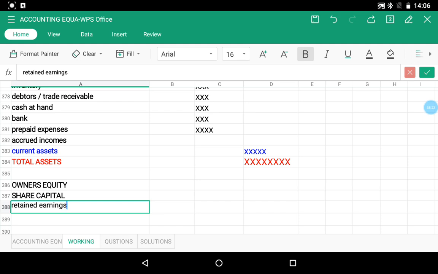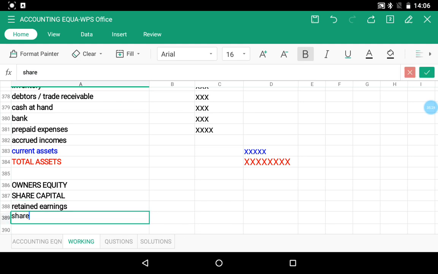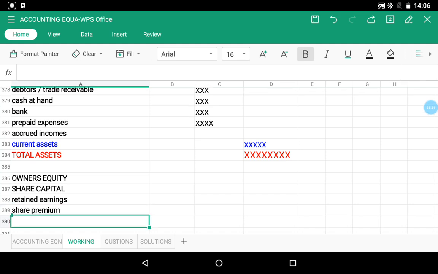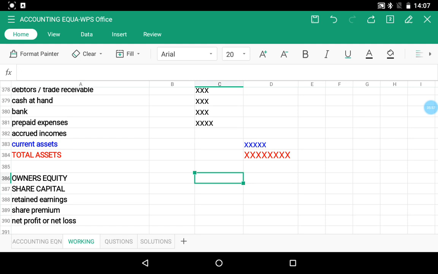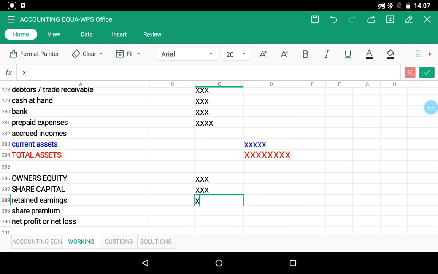So we have share premium, and we have net profit or net loss. The value we get after calculating the income statement, that net profit or net loss, is the one you come and put here. So here we have, come and record this figure.